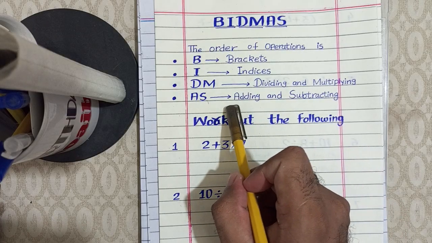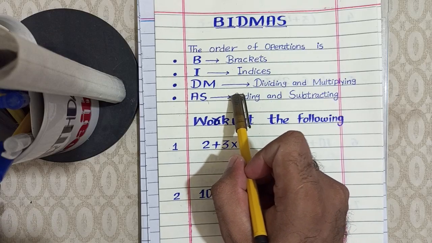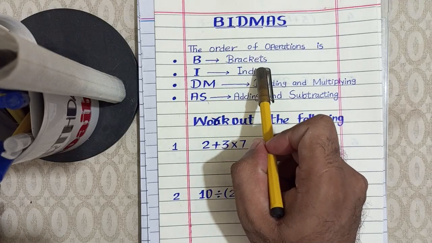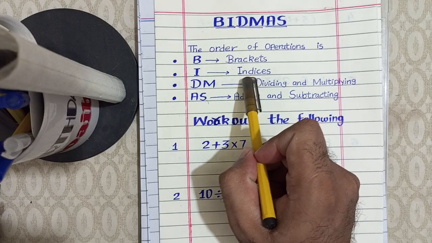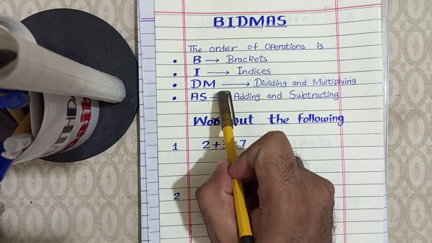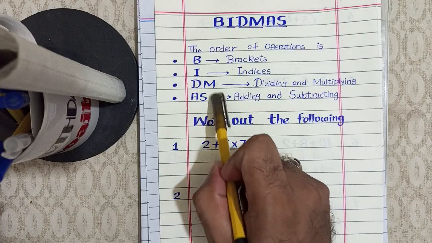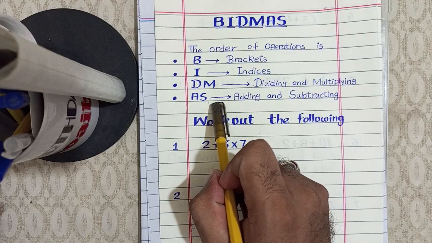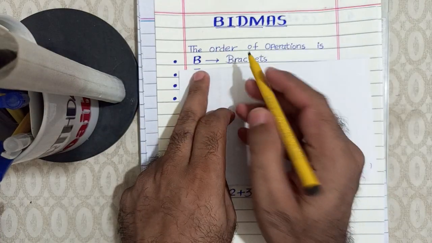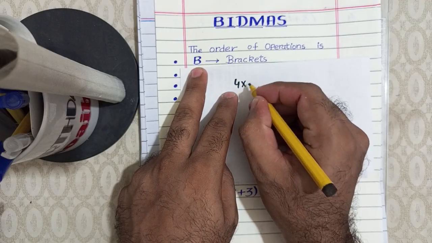Whenever we get questions related to BIDMAS, what we have to do? First we solve brackets, then indices. After that we do division and multiplication, and then addition and subtraction.